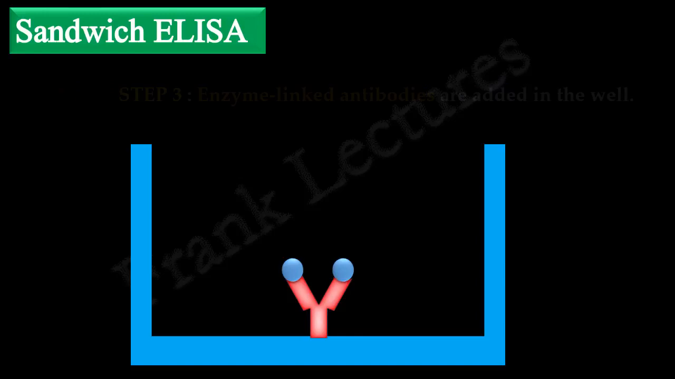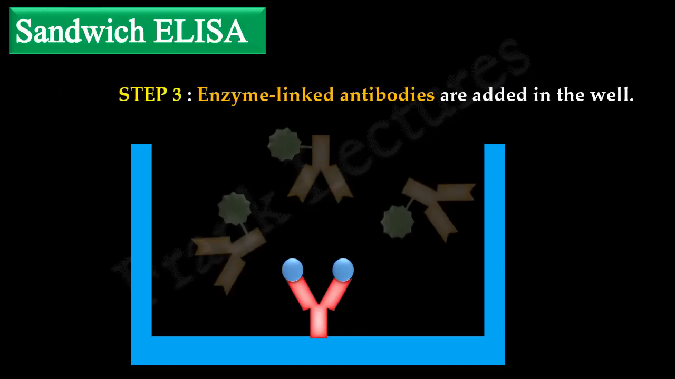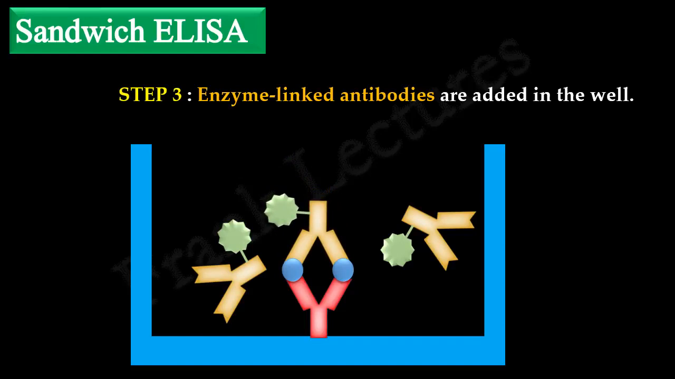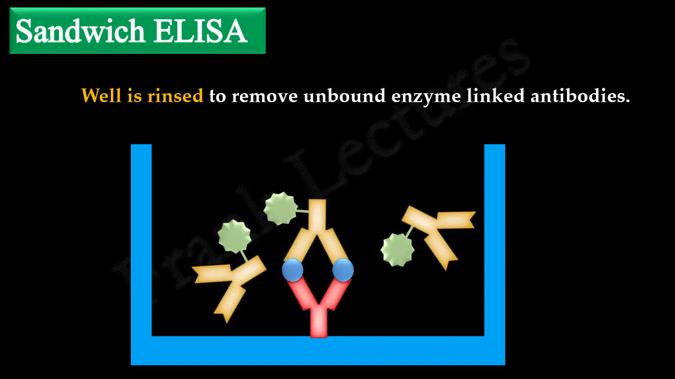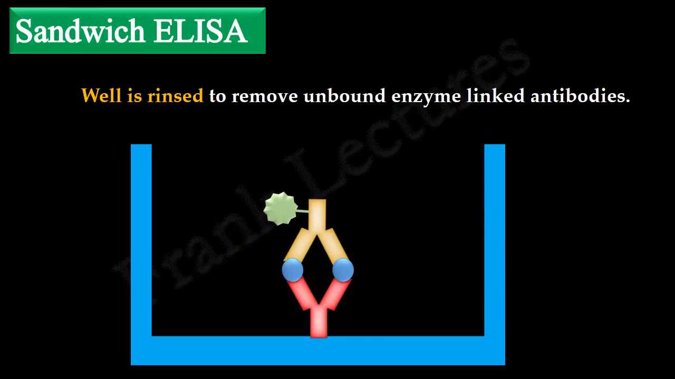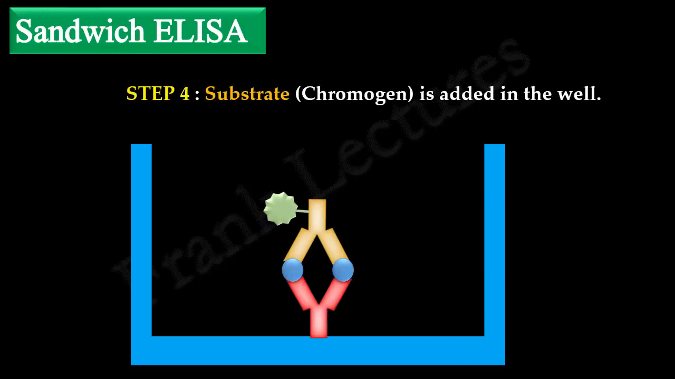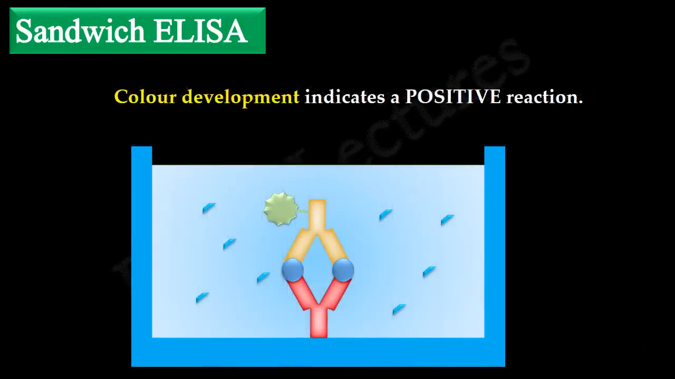In the third step, an enzyme-linked antibody is added in the well. The enzyme-linked antibody binds to the antigen. Recall that these antibodies bind to epitopes different from those bound by the capture antibody. After some time, the well is rinsed to remove unbound enzyme-linked antibodies. In the fourth and final step, the substrate specific for the enzyme linked to the antibody is added. Color development confirms the presence of the antigen in the test sample.